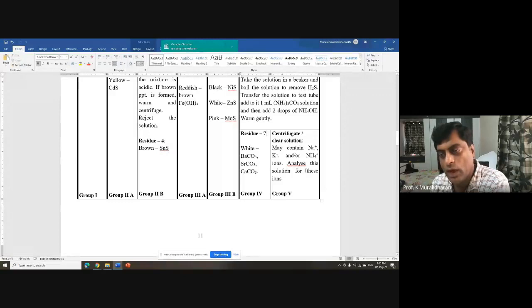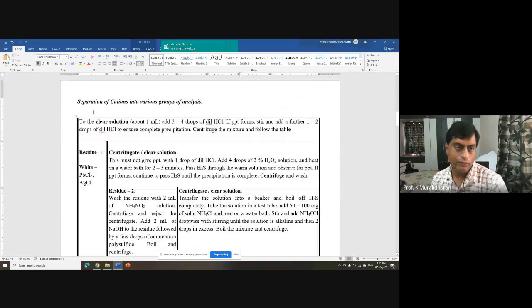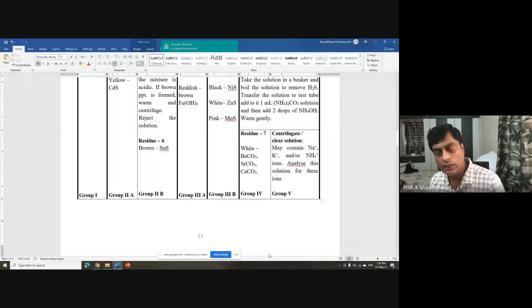You have the clear solution, which has sodium, potassium or ammonium salt here. I hope you got the point. So you are going systematically from top to bottom, without worrying whether you have got the first precipitate or not. You have to go completely until the end, from starting to beginning.